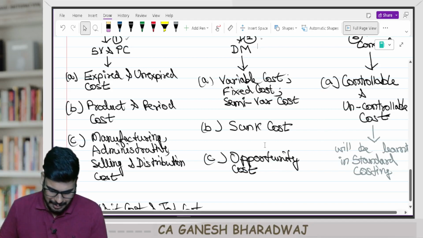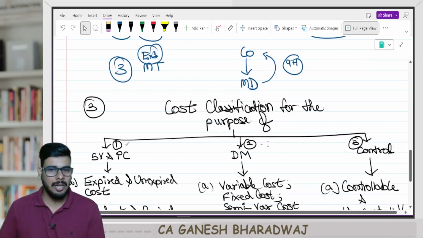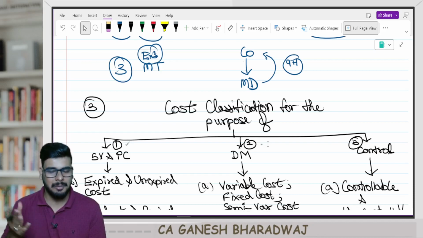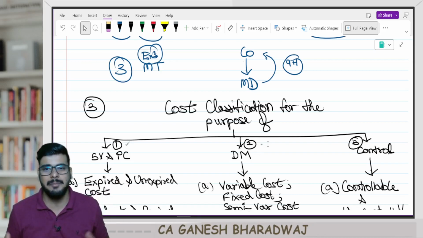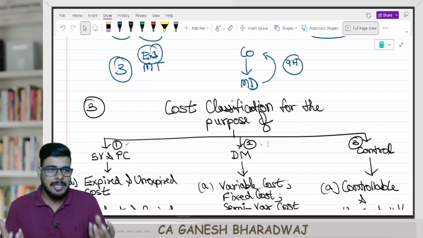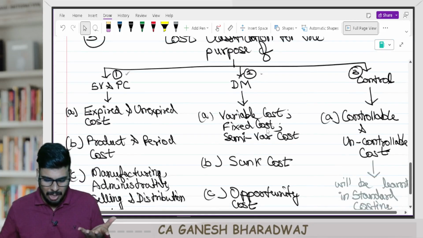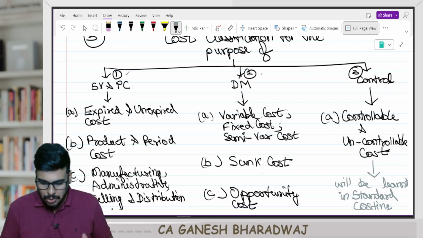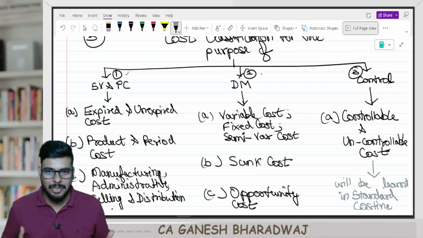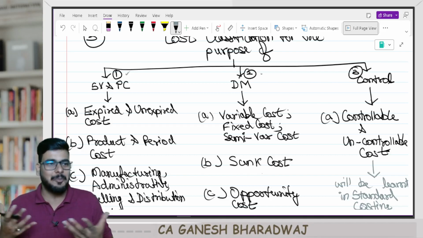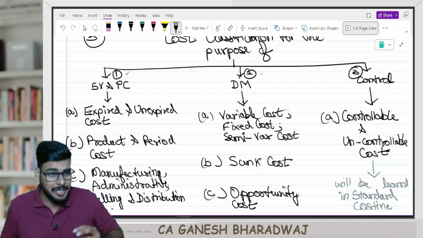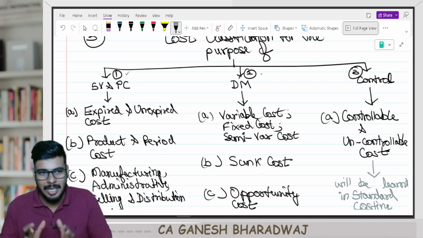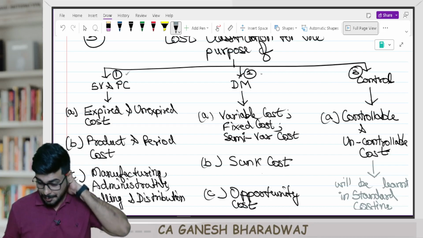Now, before all of this, sir, cost is a cost. Why have you given so much classification and making our life miserable? See, cost is always a cost only, no? Here you are calling expired, unexpired, product, period. Then here you are calling variable, sunk, opportunity. Cost means cost only, no? So many types of cost are there. So which cost should I take for which purpose? Which cost should I take for calculating, for doing my sums and all? I can understand you will be having this doubt.